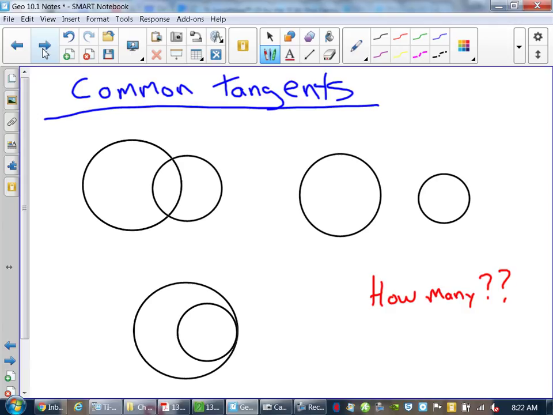It's actually a lot easier than it sounds. But for the first example, there's 2.